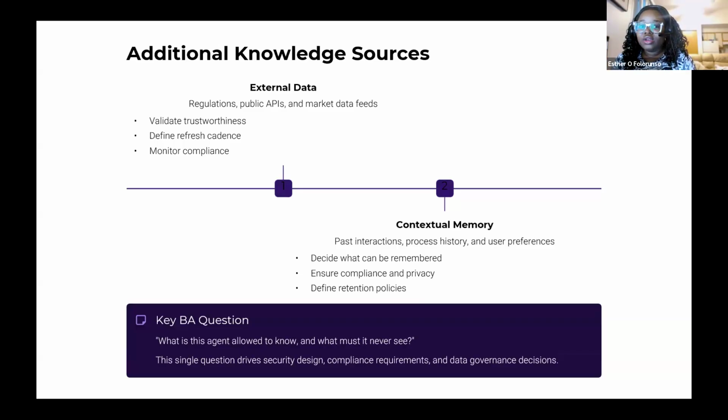There are so many industries that are highly regulated. So there is some information that you have to be careful with. Even though it's being presented to the agent, you set those boundaries. The agent has to behave based off those boundaries. What is this agent allowed to know? And what must this agent never see? That's a very, very important question, especially if you're using public agent studios.